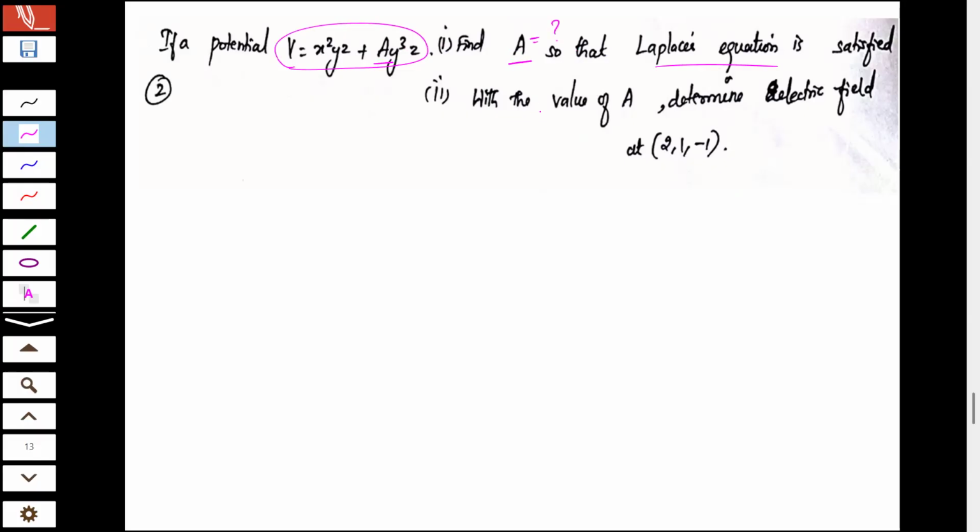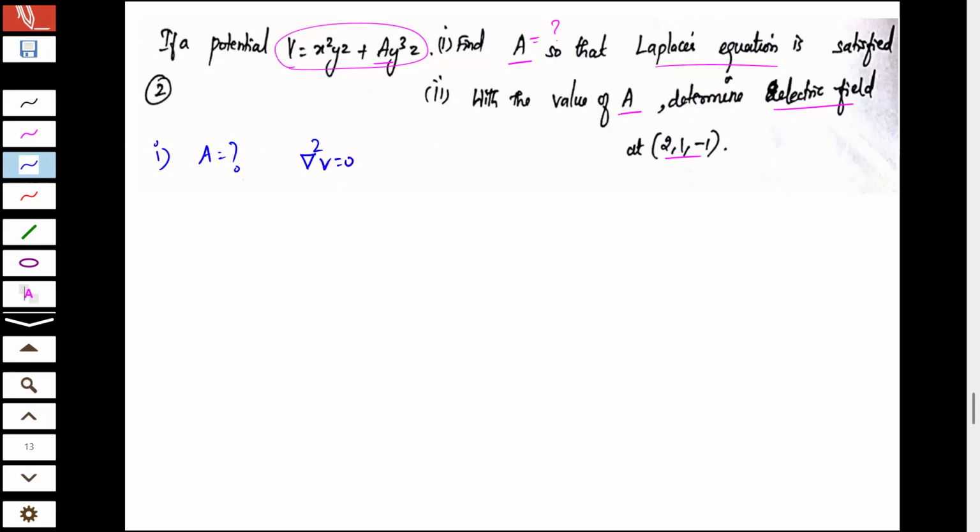And the second one is, with the value of the constant a, we are going to find the electric field vector at this given point. So let us do it one by one. First, let us do the first subdivision. We have to find a so that the Laplace equation is satisfied.